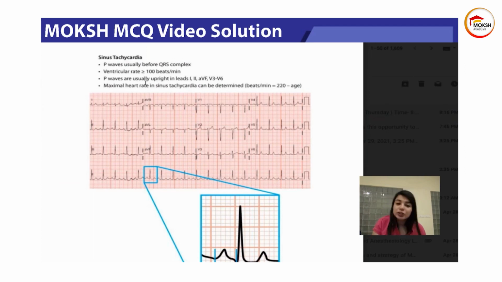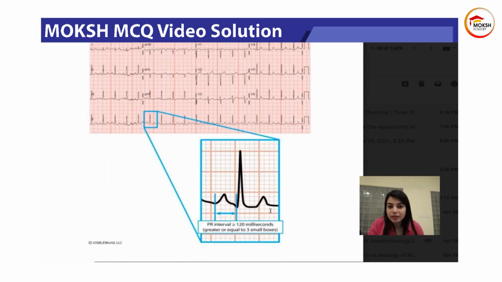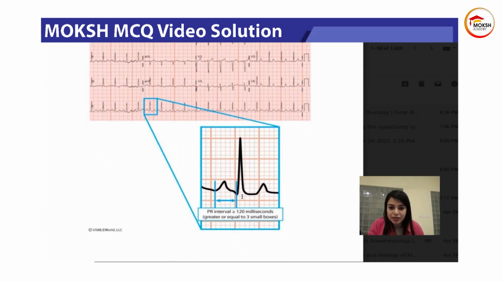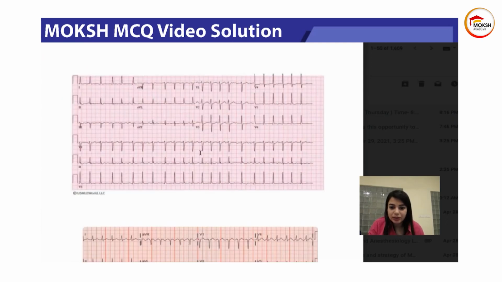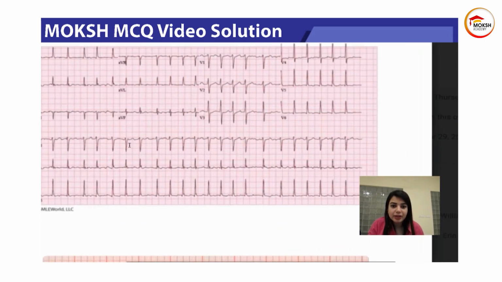So P waves would usually be before the QRS complex. The ventricular rate is of course more than 100 because it's tachycardia, and your maximum heart rate can be determined. It's 220 minus the age of the patient. So that's how you're going to get it. PR interval is going to be more than 120 milliseconds.